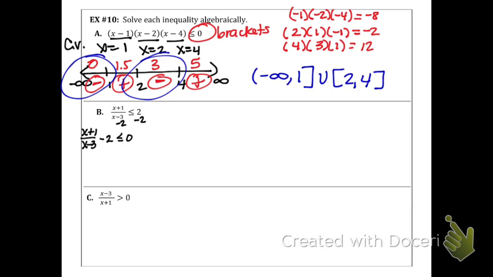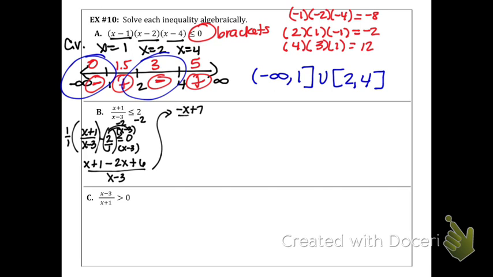Now to find those critical values, though, we're going to have to make this into one fraction. So this is like what we were doing on the other part. So I'll multiply the first fraction by 1 over 1, and the second fraction by the x minus 3 on top and bottom. So I get x plus 1 minus, I'm going to distribute this, minus 2x plus 6 over that common denominator. So that's -x plus 7 over x minus 3, less than or equal to 0.